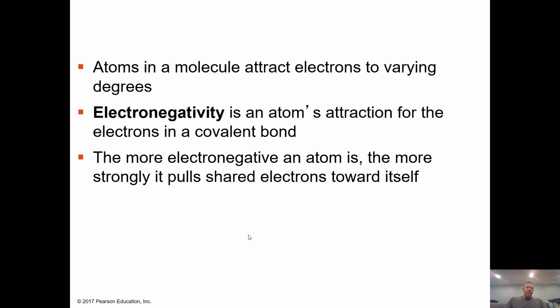Sometimes atoms have a lot of what's called electronegativity, and that's their ability to hold on to electrons when they're in a covalent bond. So the more electronegative an atom is, the more strongly it pulls shared electrons. The most electronegative element is fluorine, but oxygen is also fairly electronegative.